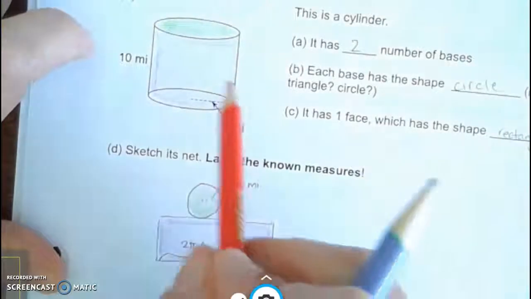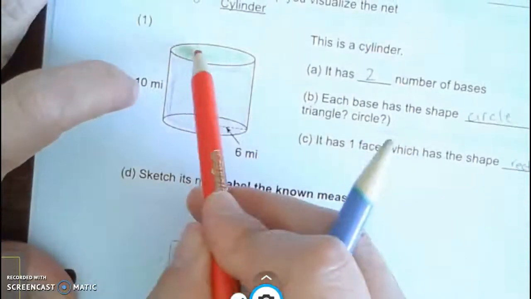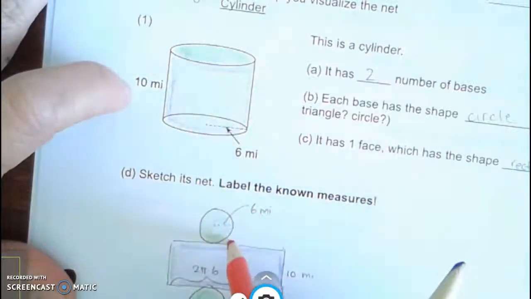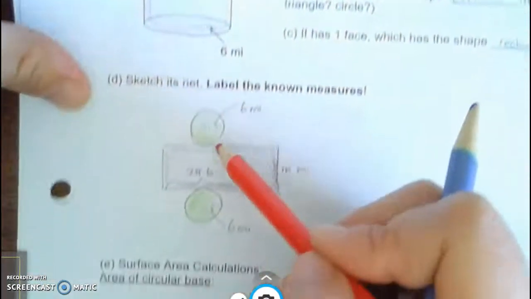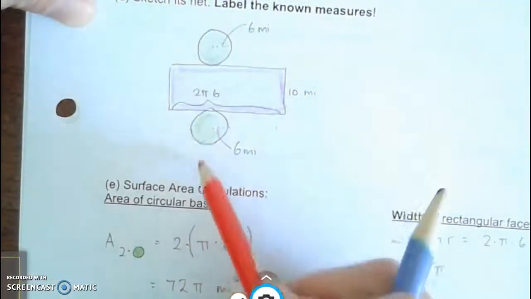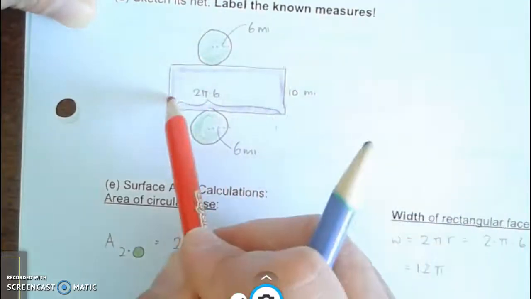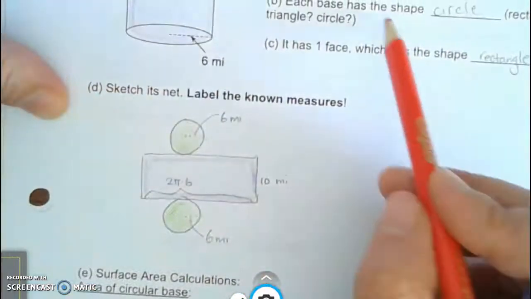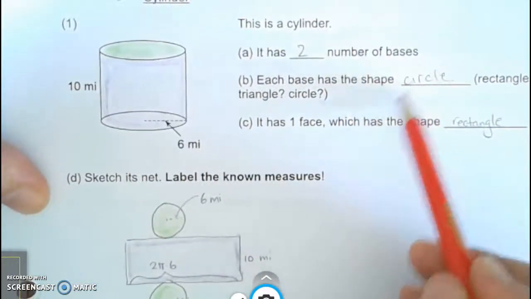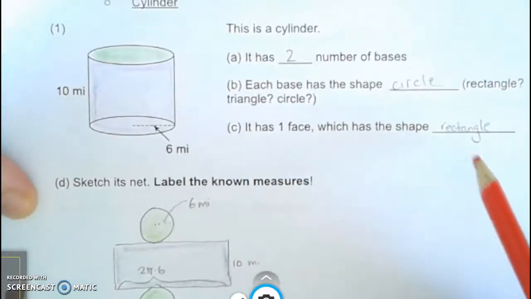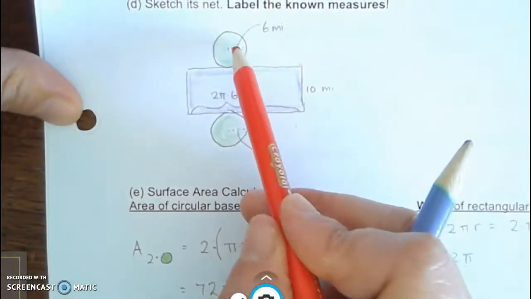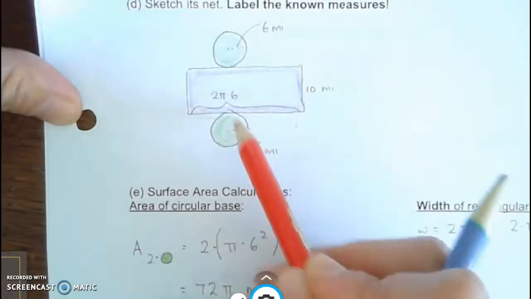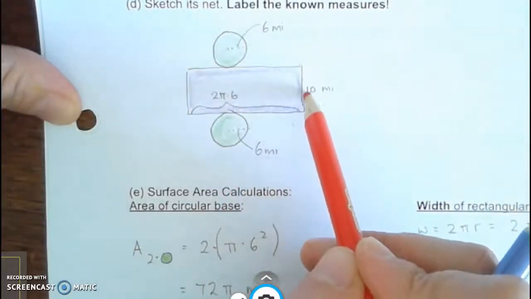All right, then next up, what about this cylinder? Okay, cylinder, the bases are the same. Bases are circles, 2 circles that make up the base. And then the net, when you open it up, is going to be a circle at the top, a circle at the bottom, connected by a rectangle. That is the lateral side. Each base has the shape of a circle, and there is one face which has the shape of a rectangle. For the base, we're told that the radius is 6 miles, and the height of the cylinder is 10 miles.